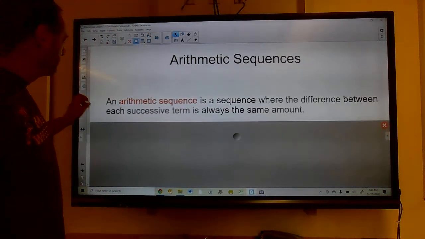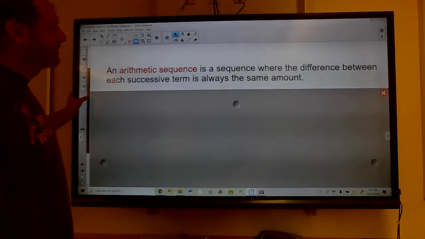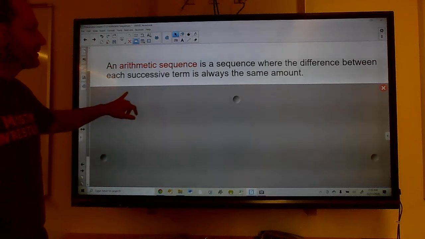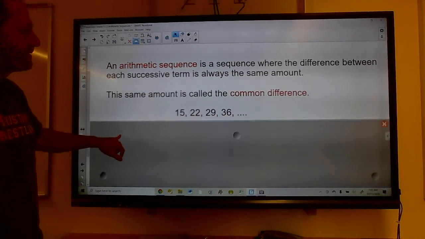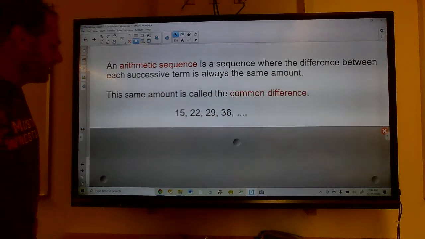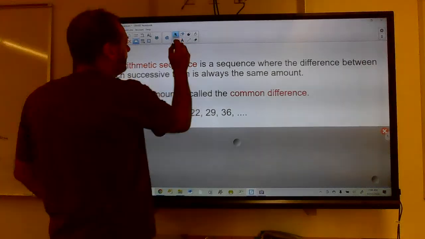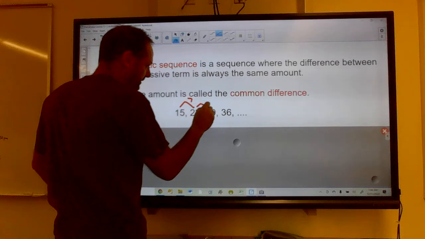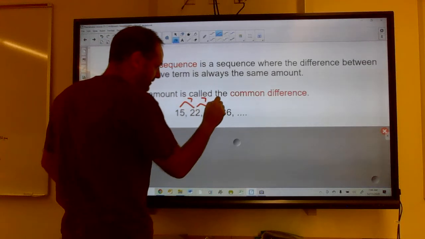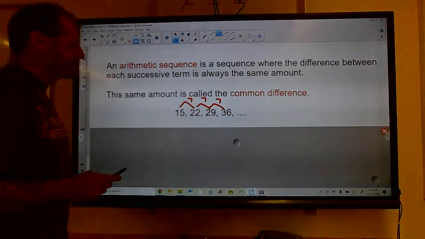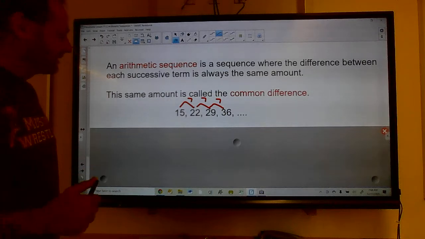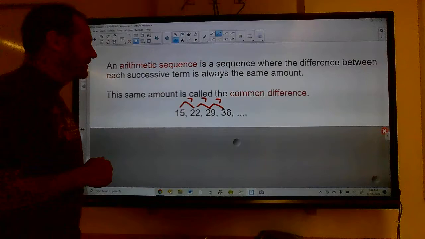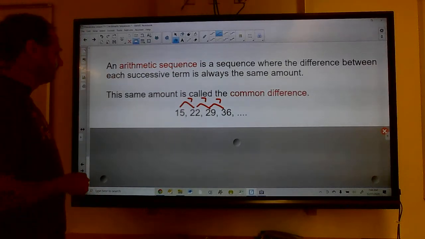So an arithmetic sequence is a sequence where the difference between each successive term is always the same amount. The same amount is called a common difference. So if we look here, the difference between these two is 7. The difference between these two is 7. The difference between these two is 7. So it's the same on every example that we have. So we say it's a common difference, and this would be an arithmetic sequence then.